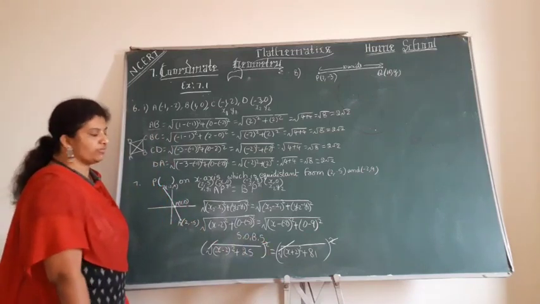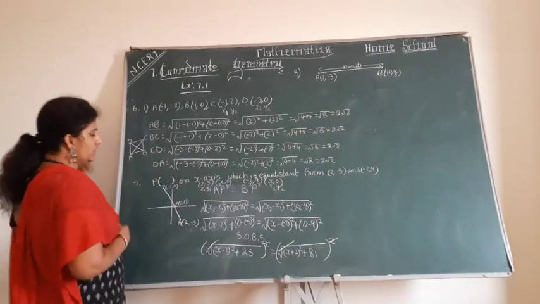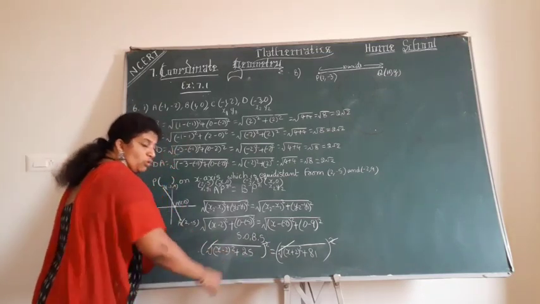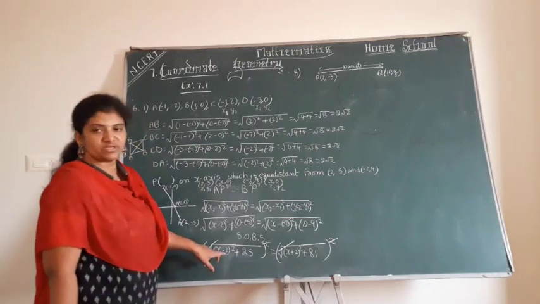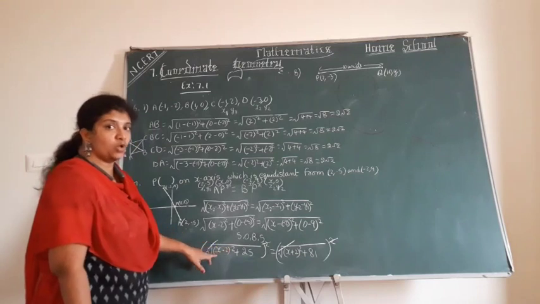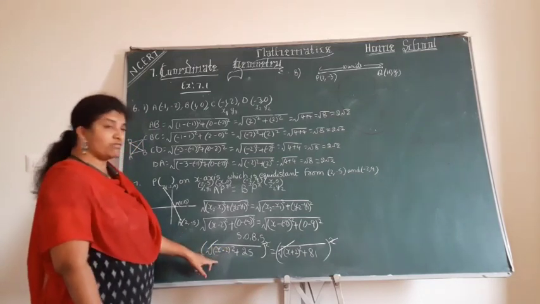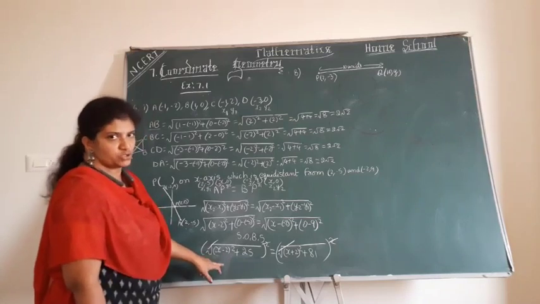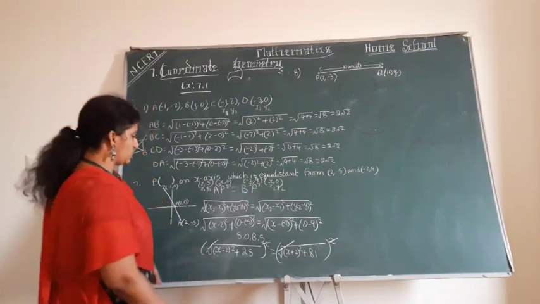Root into root will be cancelled. So now what will be happening? X minus 2 whole square. You can remember some formula. What is this formula? A minus B whole square. Do you remember the formula? What is A minus B whole square? A square minus 2AB plus B square.